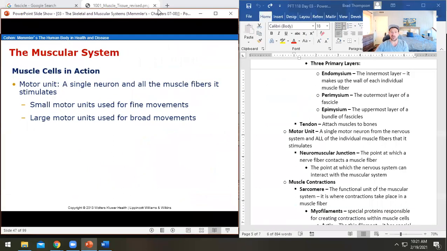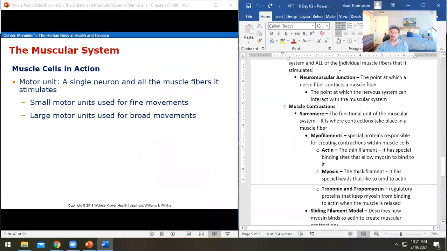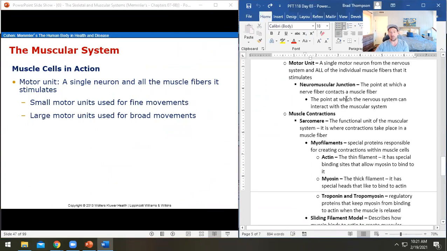Now, looking at how muscular contractions take place, this is where the really technical stuff comes in, right? But this is the stuff that you do need to know in order to understand how muscle contractions work. And they love to test you on this on the science chapters of your NASM test. So we've got to understand how your nervous system is interacting with your muscular system. It is doing that through what are called motor units, okay?